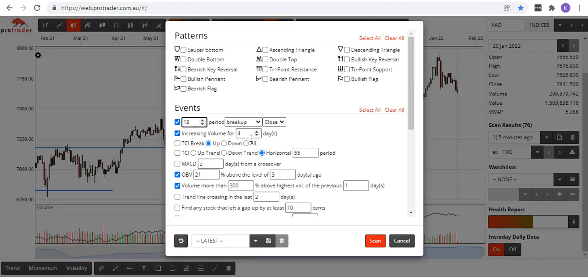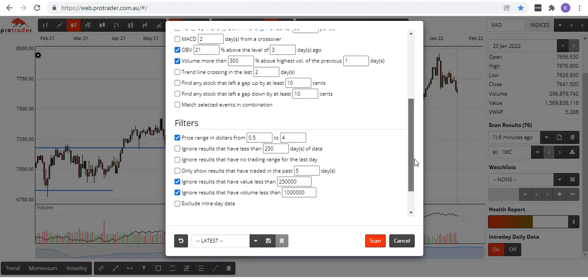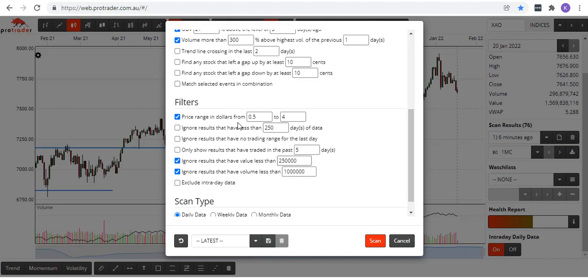I want to see increasing volume for 4 days still. I'm going to throw this in. This is a trend channel indicator, and I want to see something that's broken up above the trend channel. OBV, 21% above the level of 3 days. We'll leave that the same, and volume 300% above the volume of 1 day ago. Leave that the same. I am going to try change the price range just to shake things up a bit.